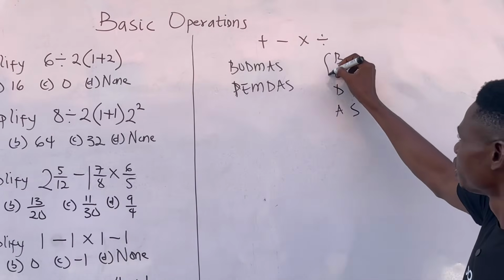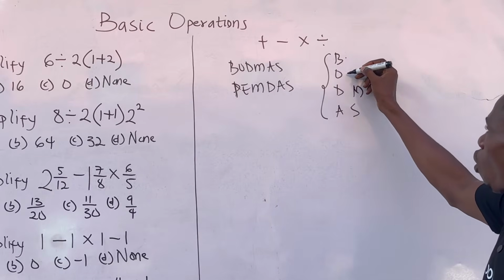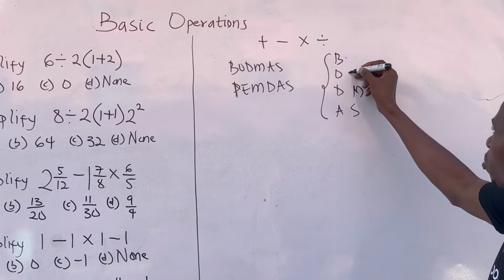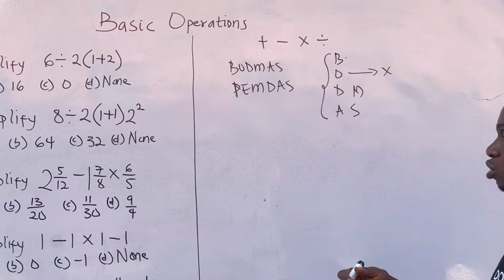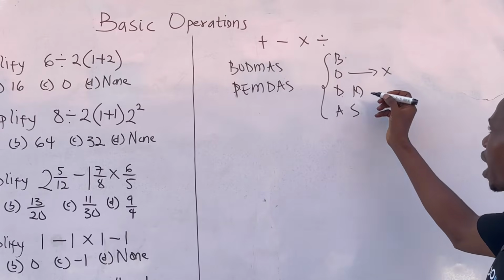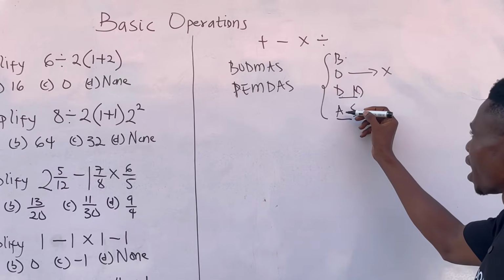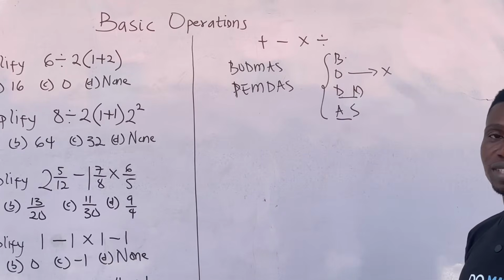So this is how I present it. B is for brackets. O is for off, which changes to multiplication. D and M are division and multiplication. Now, they are of the same degree. A and S, addition and subtraction, they are of the same degree.